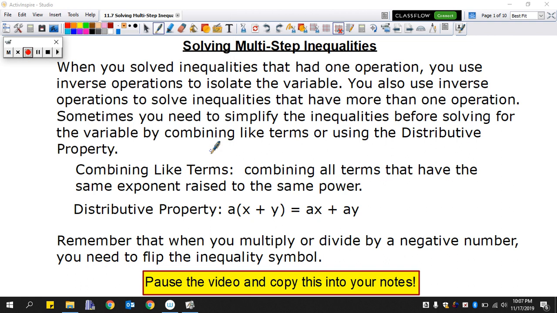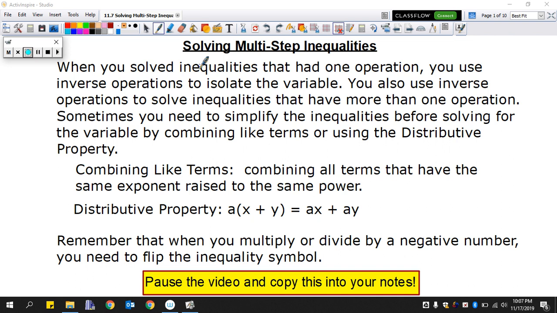Alright, in this lesson we're going to continue to talk about solving inequalities. In the past lessons we've talked about solving inequalities by adding and subtracting and solving inequalities by multiplying or dividing. What we're going to do in this lesson is combine those lessons and talk about solving multi-step inequalities.